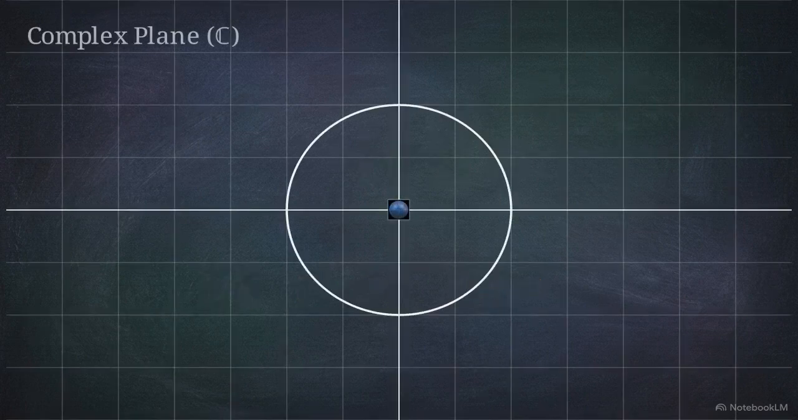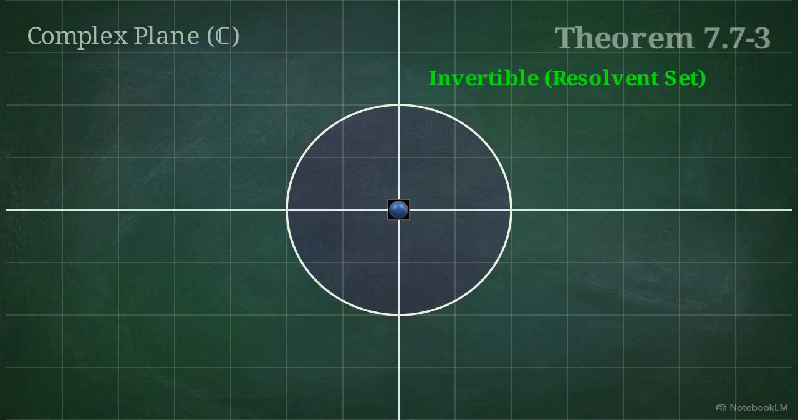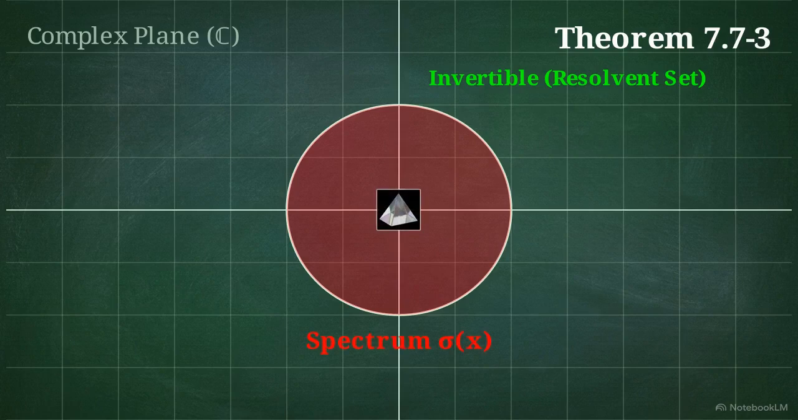This gives us Theorem 7.7-3. All the non-invertible values, the spectrum of the element, are physically trapped inside this closed bounded boundary. A closed and bounded subset of the complex plane is compact, which means the spectrum is always compact.